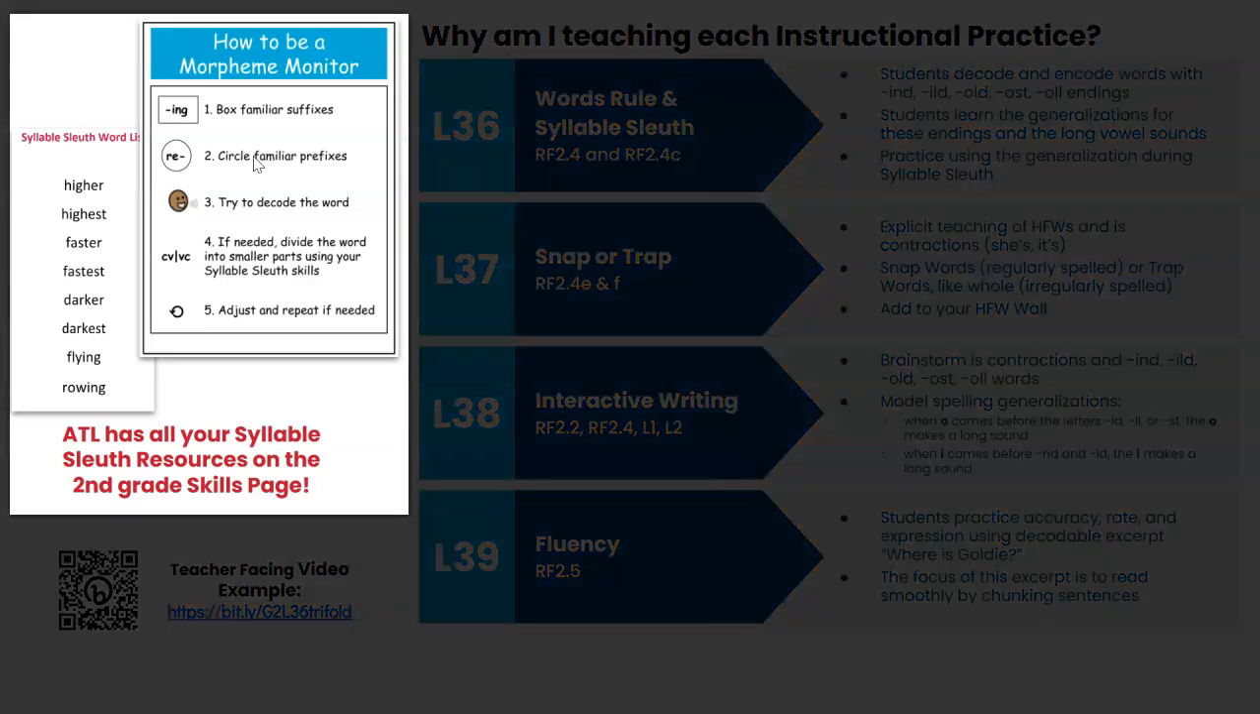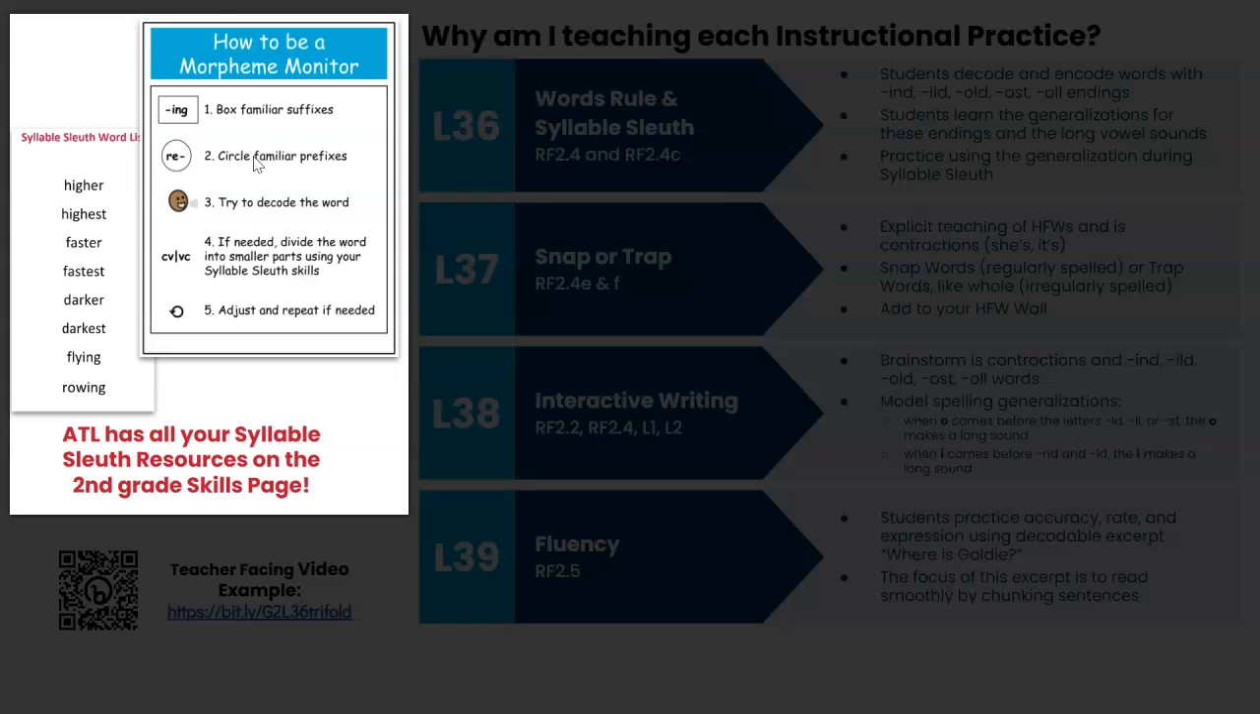Typically, I recommend using only the syllable sleuth word list from the CMS Syllabication Teacher's Guide. This week, the syllable sleuth word list on ILC is actually a great addition to your small groups, or perhaps as an opening to Lesson 30. On this list, students decode words with suffix endings like higher, highest, faster, fastest.